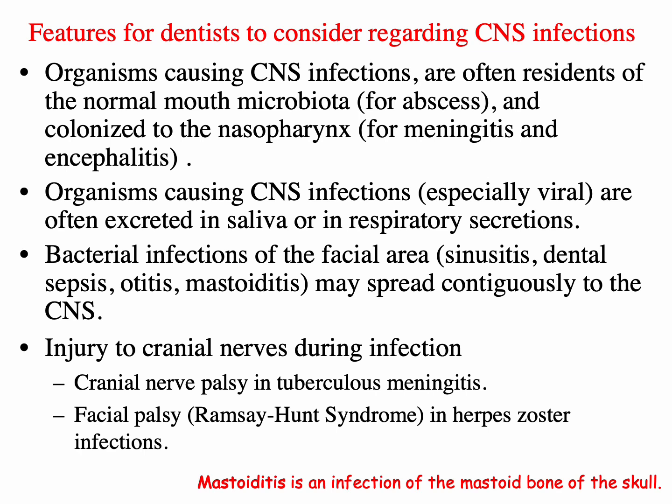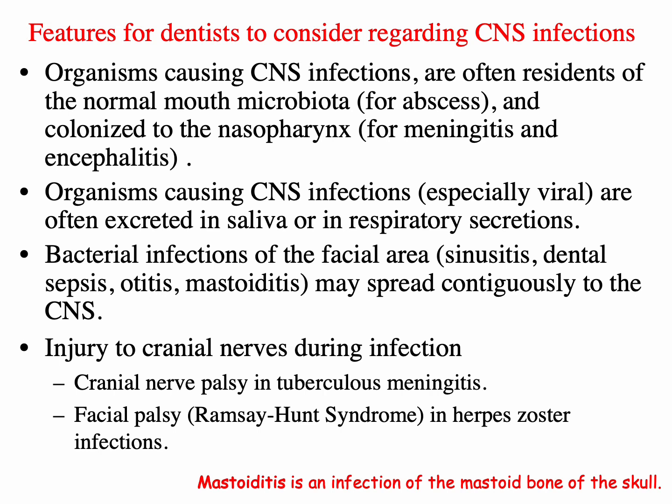So, what are the features that we talk about that are important for dentists or dental hygienists? These are four main points here. First, organisms causing central nervous system infection are common residents of the normal microbiota, as was said about brain abscess in the previous slide. And many of them can colonize the nasopharynx, for example Neisseria, Haemophilus, and Streptococcus pneumoniae. Those are the common organisms that colonize the nasopharynx.